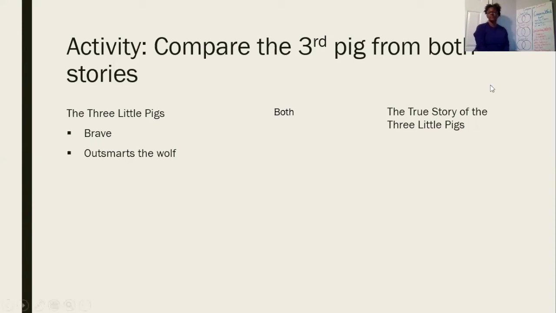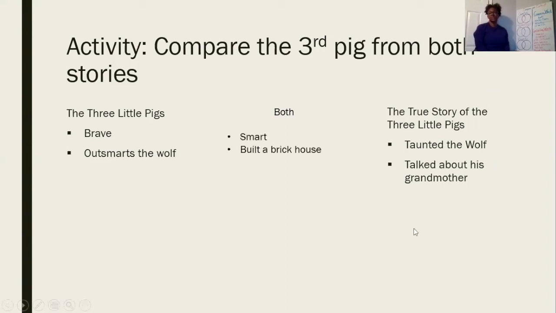When we look at the true story of the 3 Little Pigs, he taunted the wolf. The third pig taunted the wolf. And he also talked about his grandmother in taunting him. And from both versions, the pig was smart and he built a brick house. And so you may have some others. Feel free to jot them down and have a discussion about the third pig from those stories.